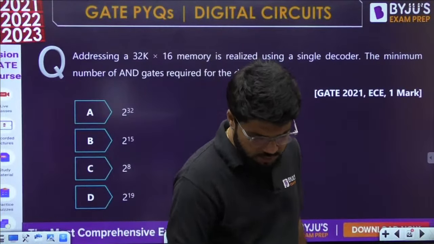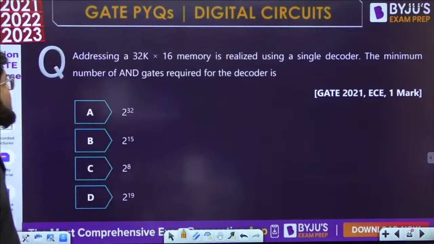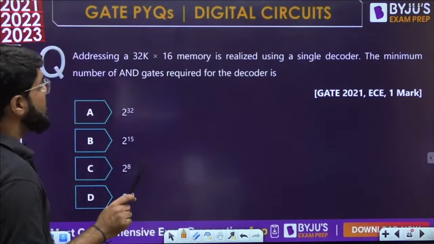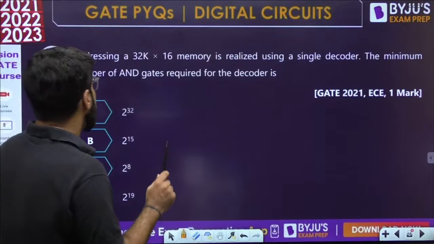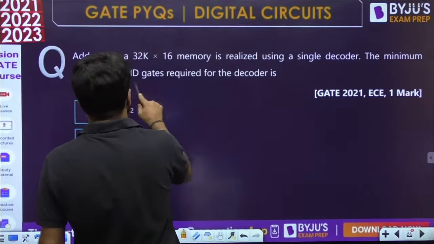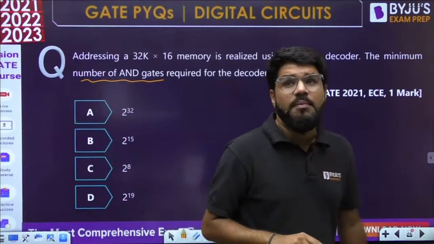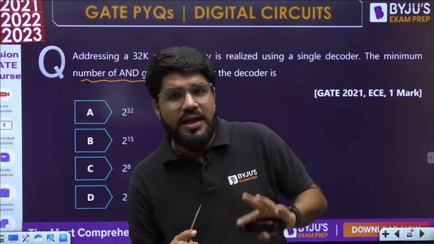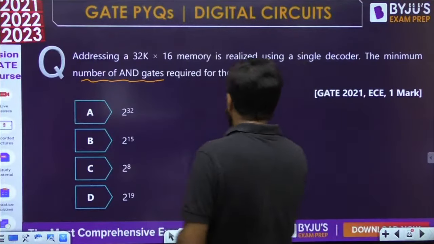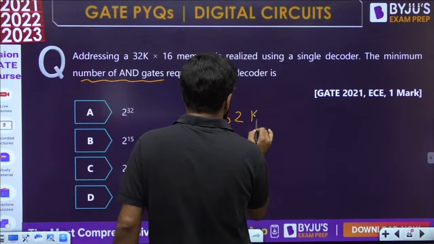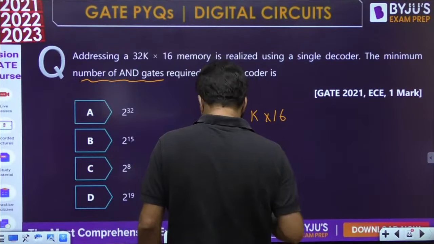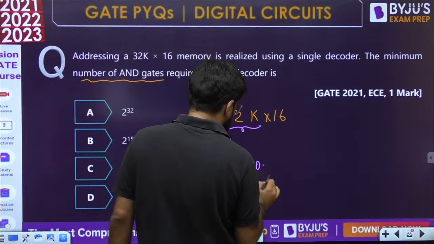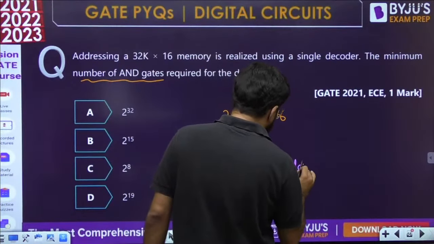Yeah, let's check it out now. Addressing a 32k cross 16 memory is realized using a single decoder. What is the minimum number of AND gates required for the decoder? You can minimize the number of gates if you use a gate with the maximum number of input lines. Now there is a 32k cross 16. What is this? This is representing the number of addresses.